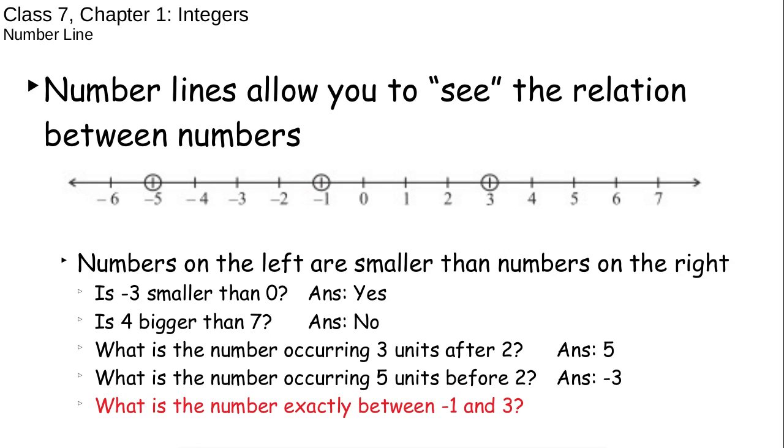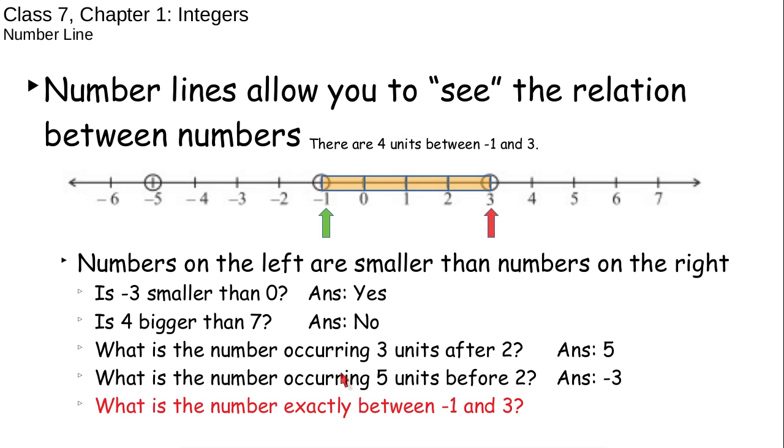Now let us try to answer what is the number exactly between -1 and 3. Where is -1 in the number line? It's here. And where is 3 in the number line? The number 3 is here. Now let's see how many units are there between minus 1 and 3. There are 4 units. 1, 2, 3, 4. So there are 4 units between minus 1 and 3.